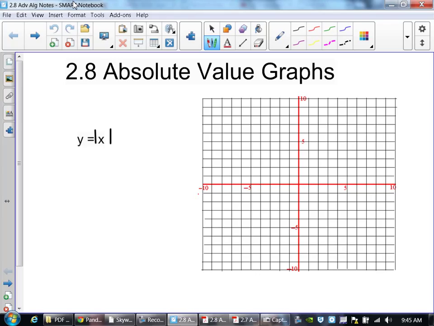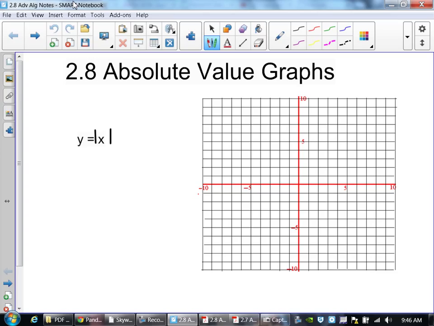Absolute value graphs are a great graph to introduce you guys to what's called h and k. No matter what function we wind up graphing in Algebra 2, there's always going to be what we call a parent function and a shifted function. So we start with a very generic parent function.